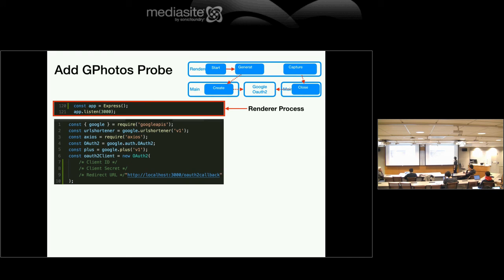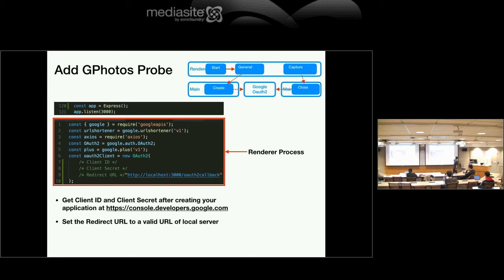First, at the upper renderer process, we will use a method of Express module to start a local server and make it listen to port 3000 for connection. And of course, this renderer process will load a bunch of modules, which includes modules from Google.